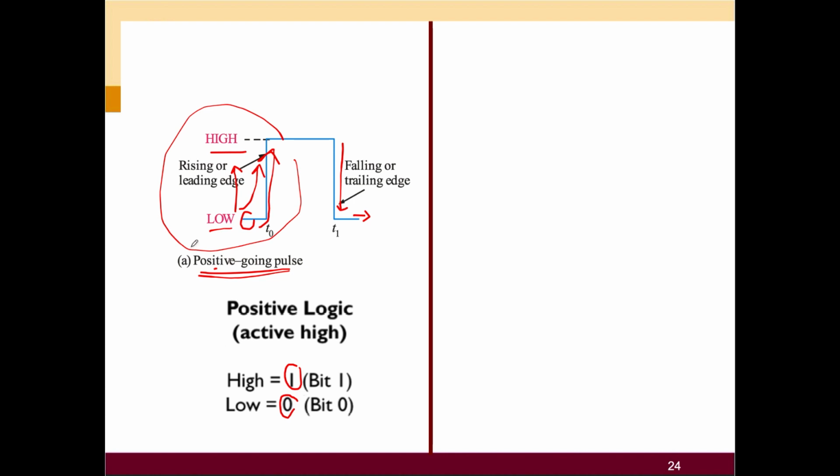So okay, I repeat again. Please remember this. For positive going pulse, you can have the high for 1 and then low for 0, because for the negative going pulse, it is different in this one.